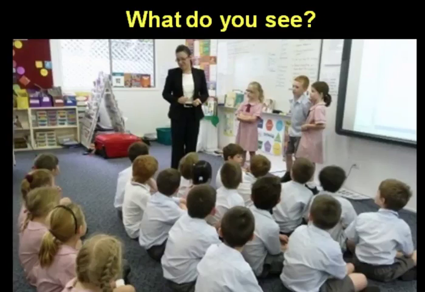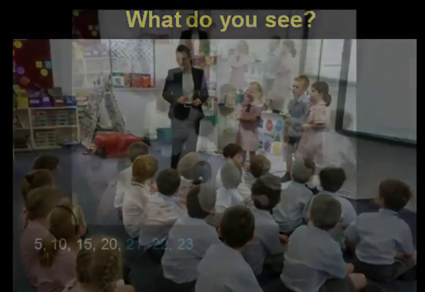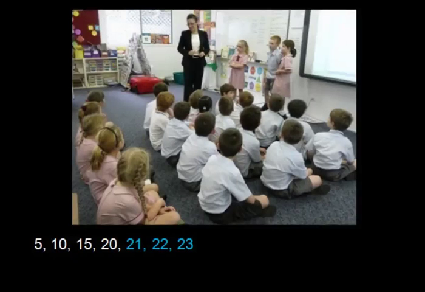Now if I was to ask you, what do you see? You may want to hit the pause button and challenge yourself to write down as many number sentences as you can to describe how you know there are 23 children. Let's see how you went. I know there are 23 children because I counted them. 5, 10, 15, 20, 21, 22, 23.